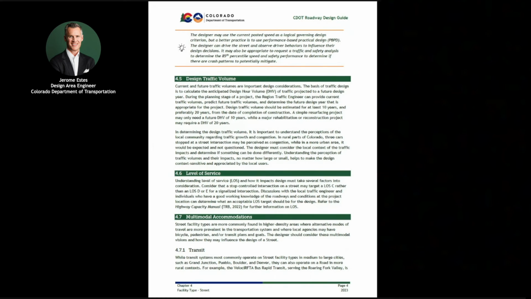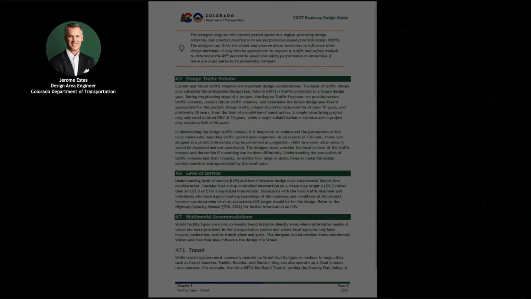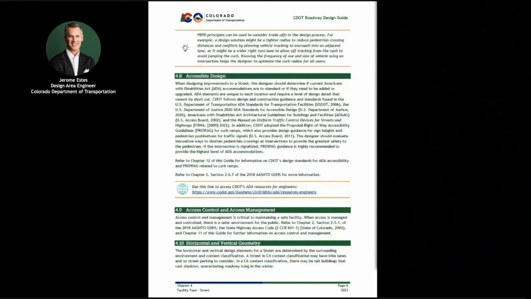Designers will need to assess safe multimodal accommodations for the street facility type, as this facility is commonly found in dense areas where alternative modes of transportation are present. Users of this guide are encouraged to use forward thinking about the use of transit systems, bicycles, pedestrians, and vehicles in an urban context to serve the unique needs of whichever communities are impacted by the project. The accessible design portion can help practitioners determine if the Americans with Disabilities Act, ADA, accommodations are up to standard or whether they should be updated to provide safety for all users.